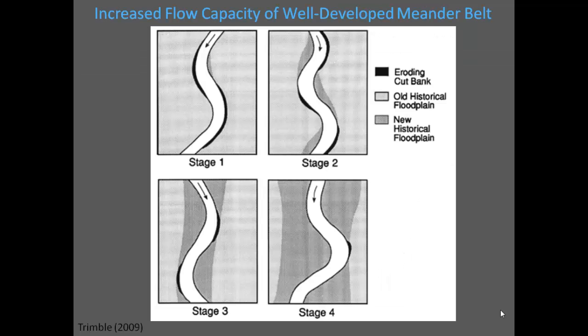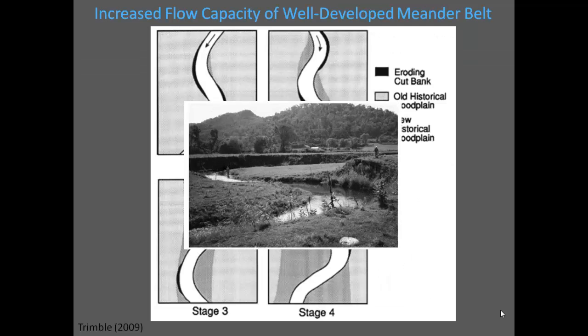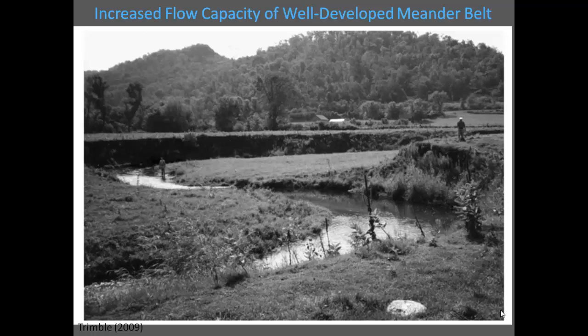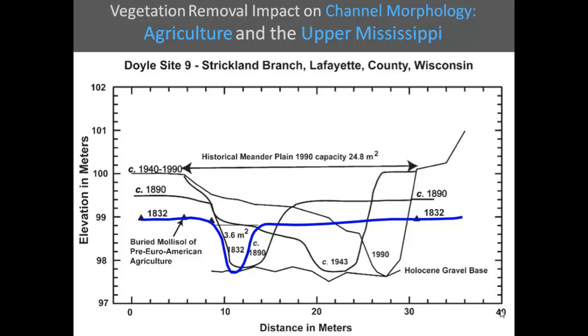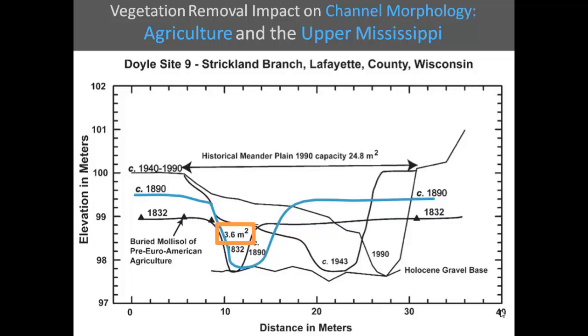Channel migration led to the development of a meander belt with a huge capacity capable of preventing large flows from becoming floods. So, from 1832 to 1990, channel cross-section increased from 3.6 meters squared to 24.8 square meters in response to the removal of native vegetation for agriculture.